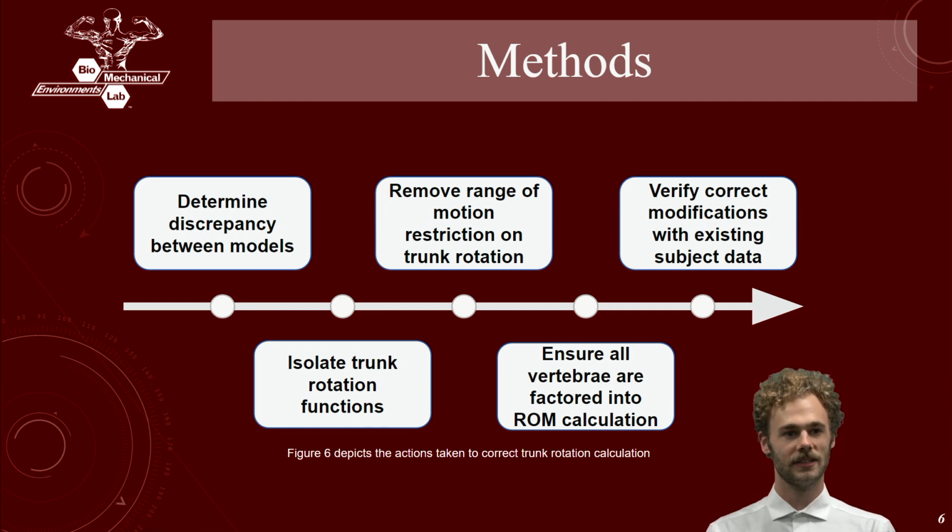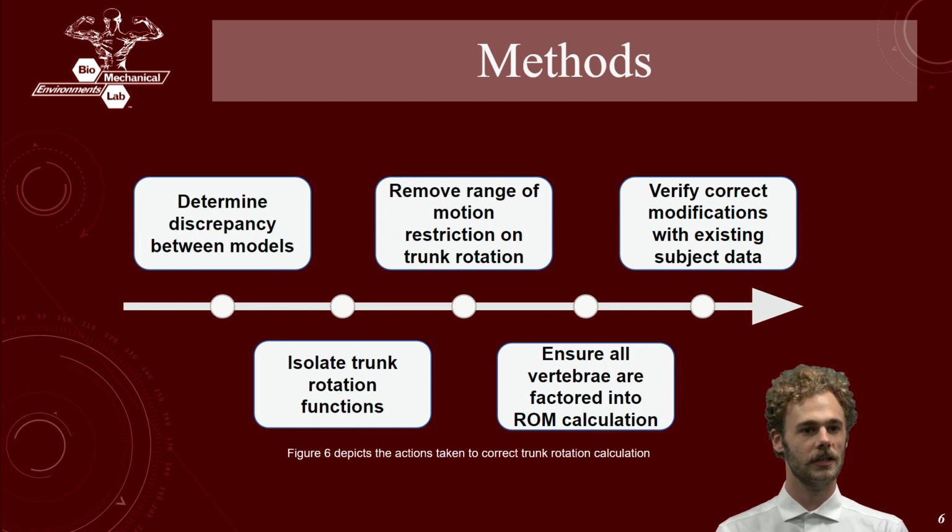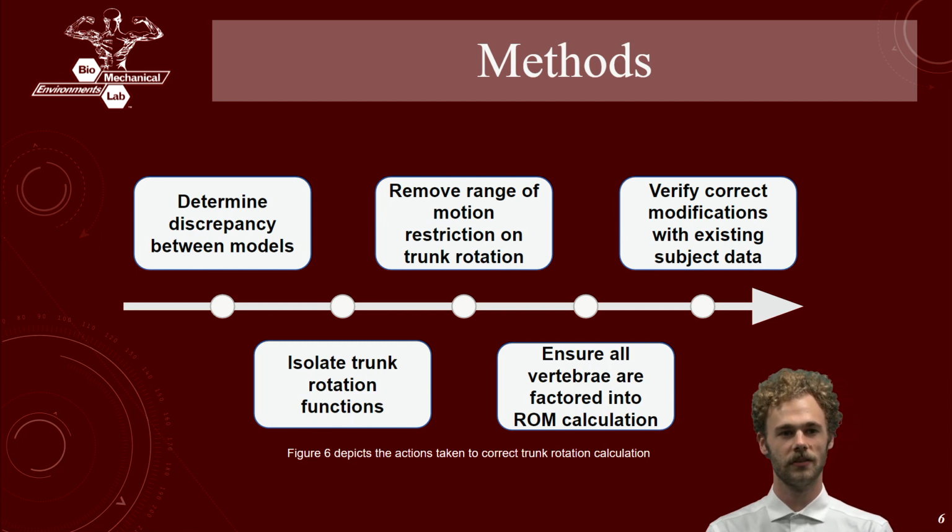I was then tasked with removing the range of motion restrictions for the full body model. Additionally, I would ensure all vertebrae are factored into the range of motion calculation. And then lastly, I had to verify that these corrections accurately represent the trunk rotation. Visualizing the model is not only a great way to verify that the modifications worked, it's also one of the best ways to see the differences between models.